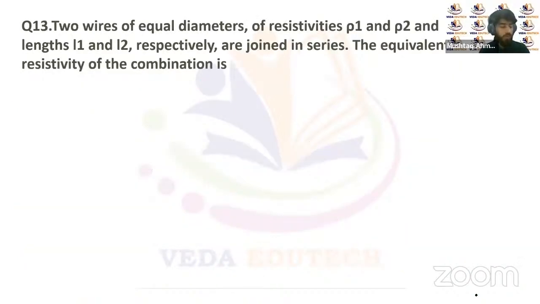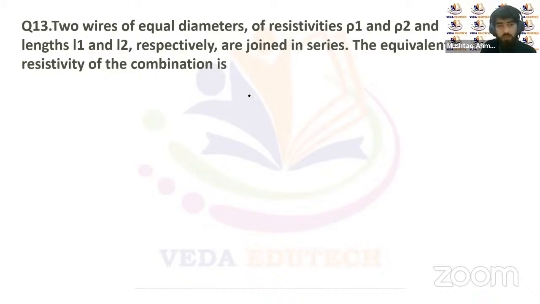Now let's move on to question number 13. It says that 2 wires of equal diameters, of resistivities ρ1, ρ2 and lengths L1 and L2 respectively, are joined in series. The equivalent resistance of the combination is?